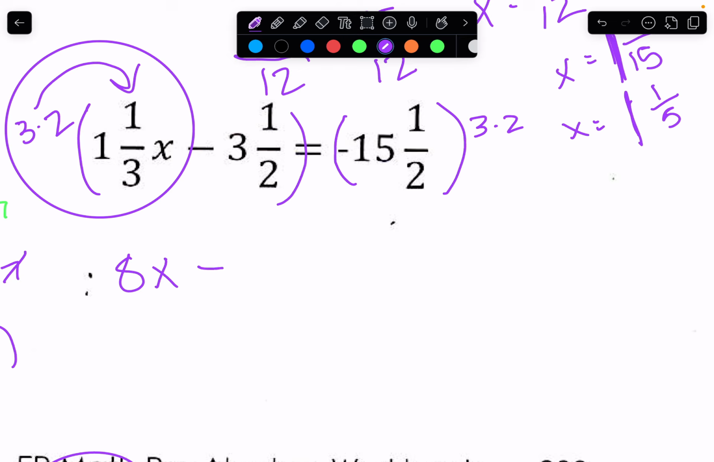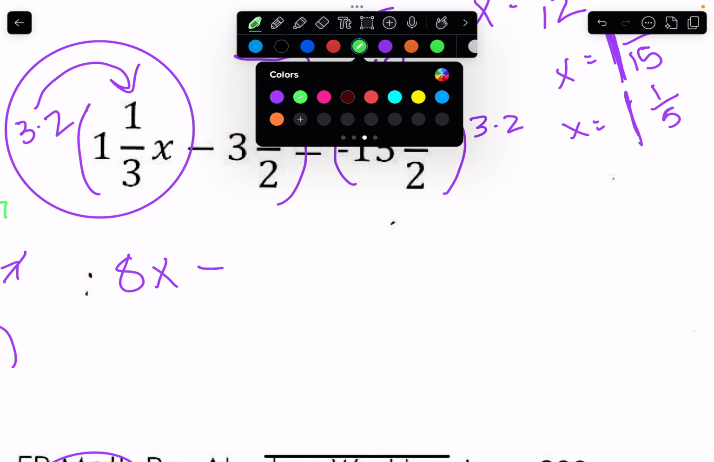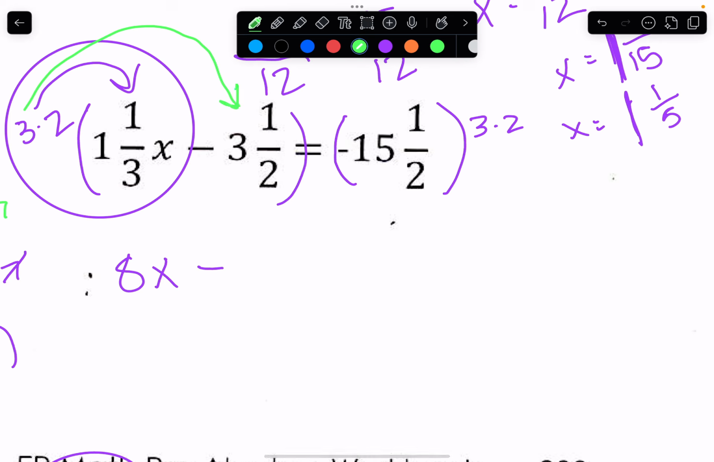Now let's do the second part of the equation. I'll switch colors. Second part of the equation. All right, second part of the equation. Let's write it out the long way. Hopefully you're on a different sheet of paper. There is not a lot of room on this one.